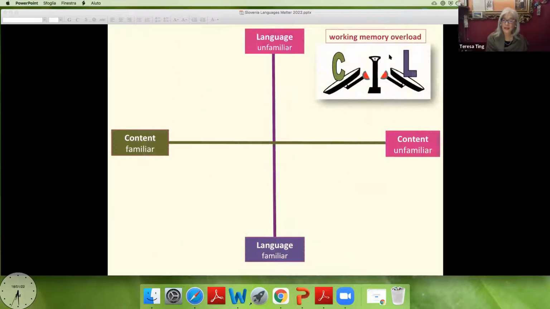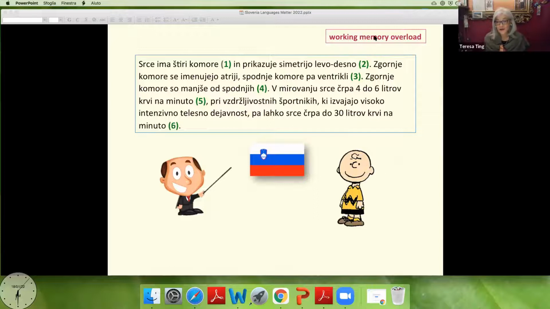So here, when you are learning, when language is unfamiliar and content is unfamiliar, the risk is that you break this delicate little red hinge on this balance. So content is too heavy and language is too heavy. This is called working memory overload. Let's see what it looks like in Slovenian.